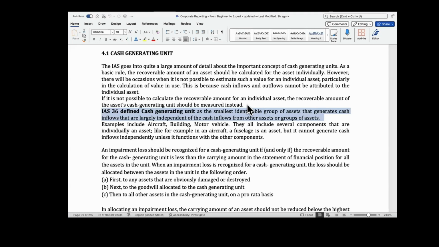You write off the impairment loss. So you debit P&L and you credit the assets. So you write it down to the value of the recoverable amount. Are you referring to a particular asset or the group now?